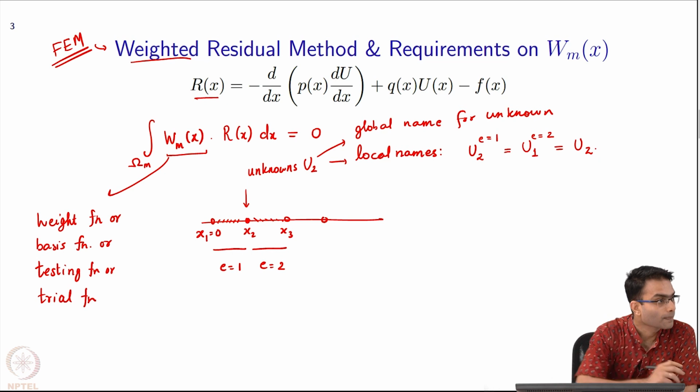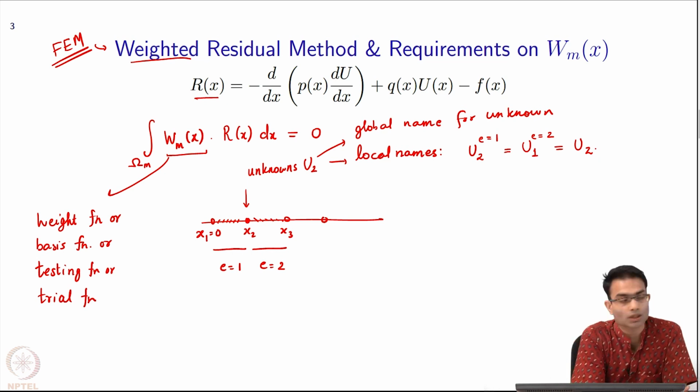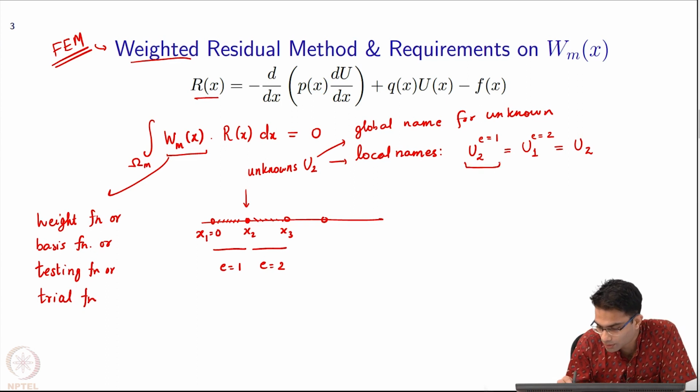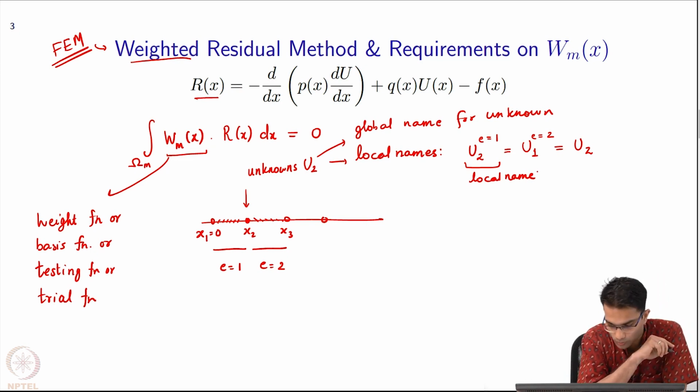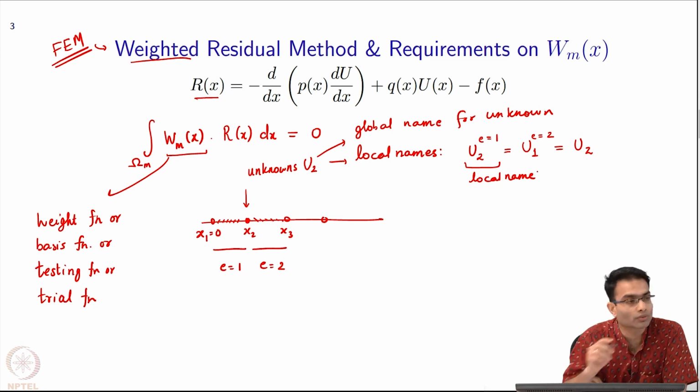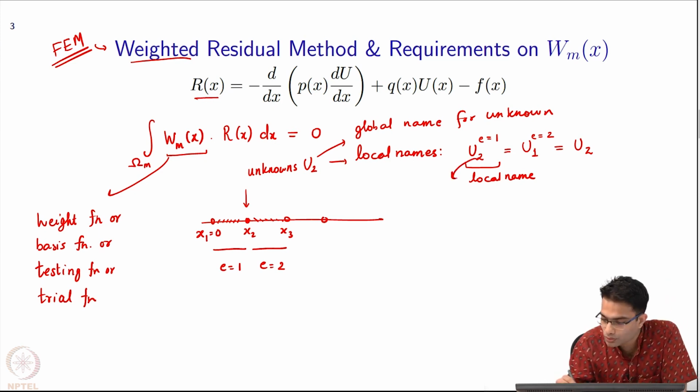Why is it equal to U2? U2 is the global name I am giving to it. No, so this is a local name, only a local name. U2 at E is equal to 1. No, the U2, this 2 refers to left or right. That 2 refers to the number, right? U1. And this refers to the global number.